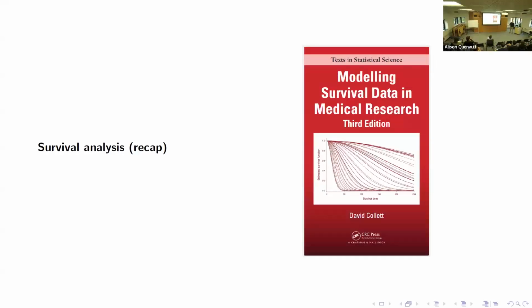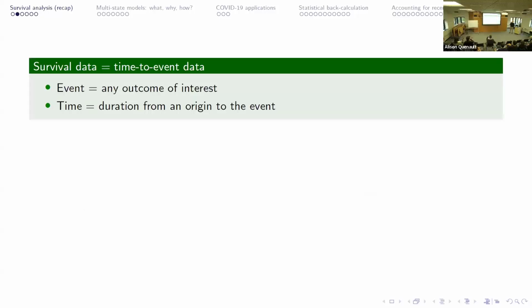So what do we mean when we talk about survival analysis? Well, it's the analysis of survival data. So we have to then define what survival data is. Survival data is going to be any time to event data. In very basic terms, an event would be an outcome of interest, and the time is the duration from an origin to that event taking place.